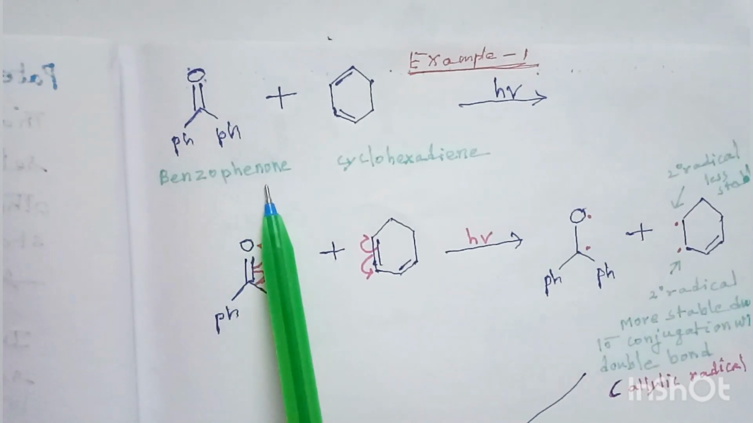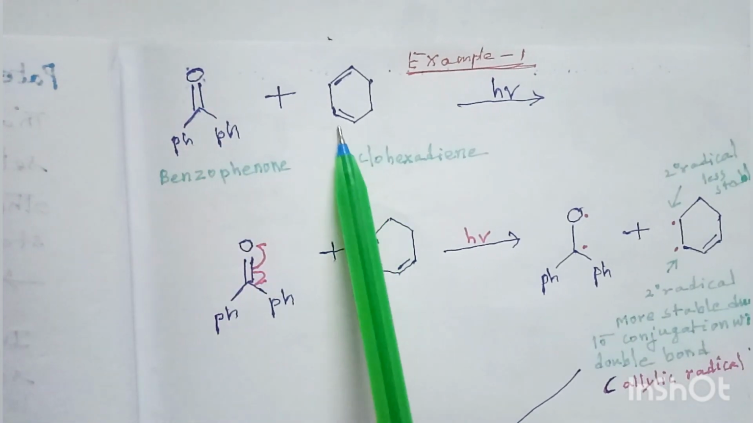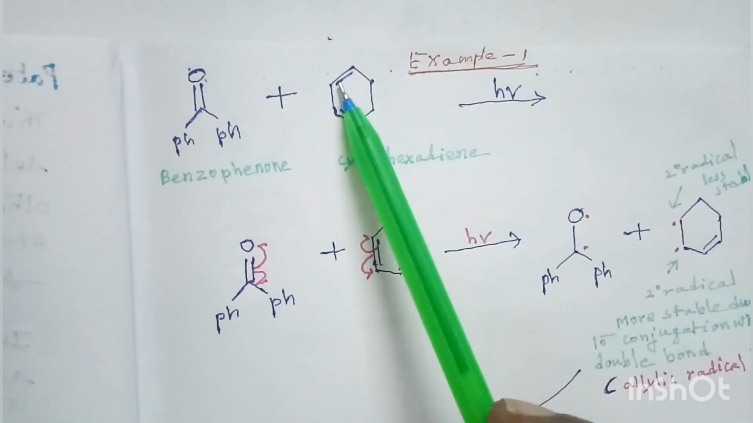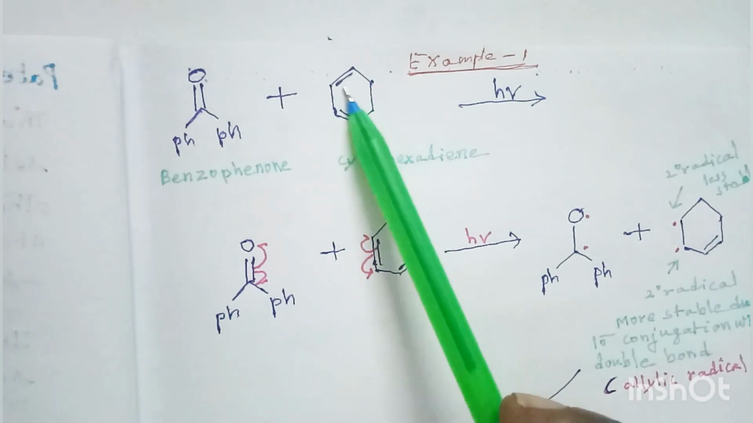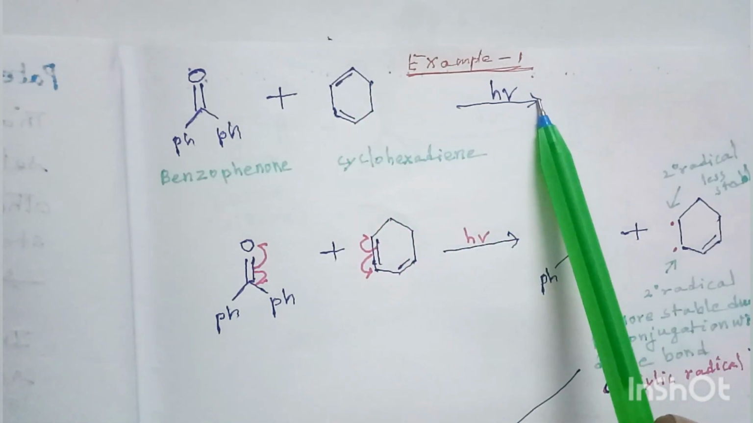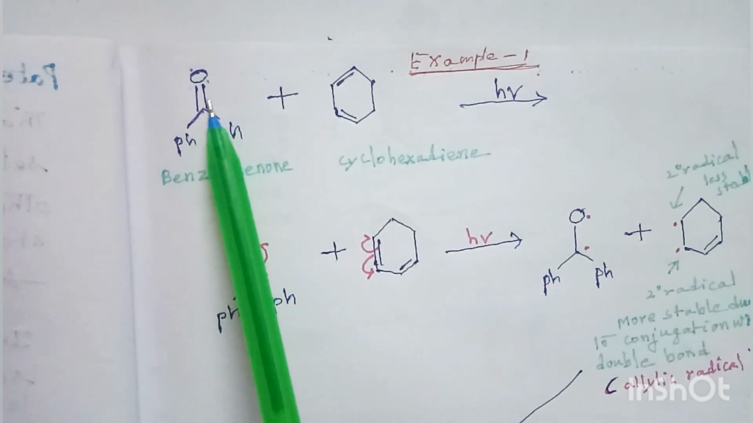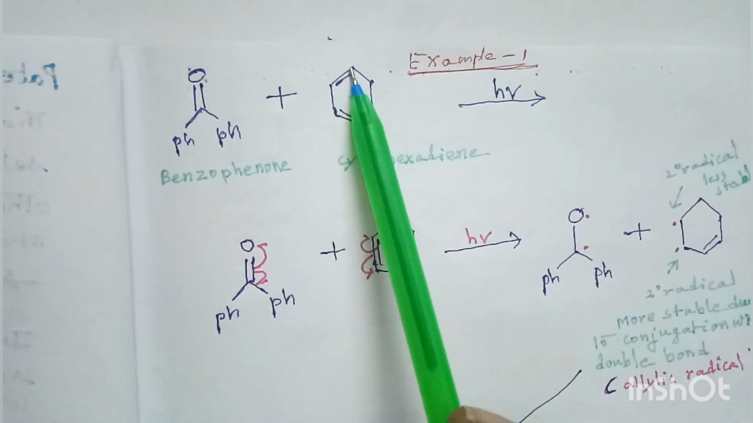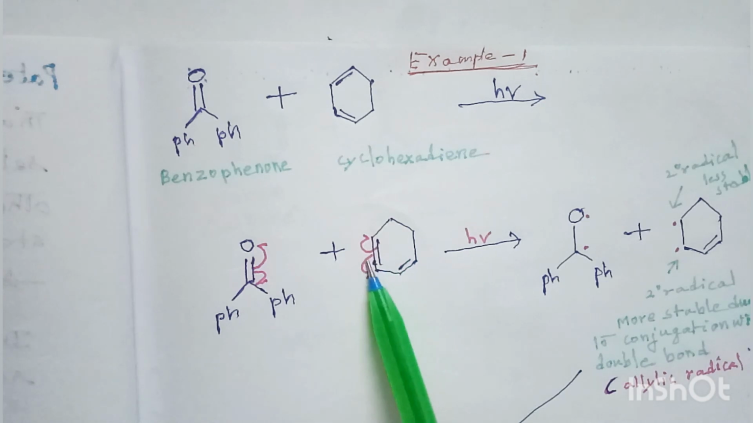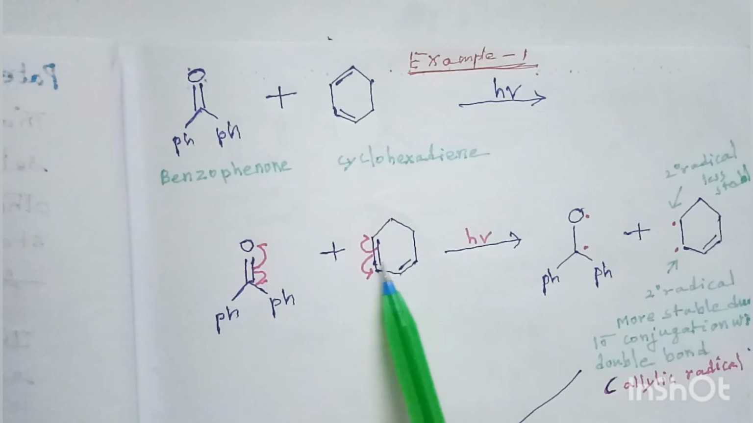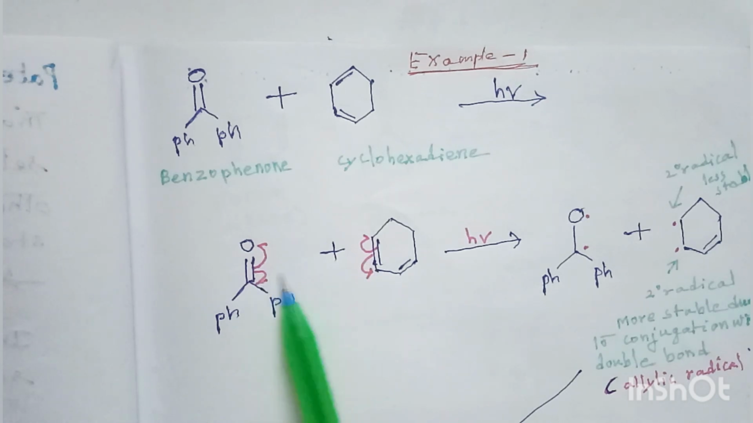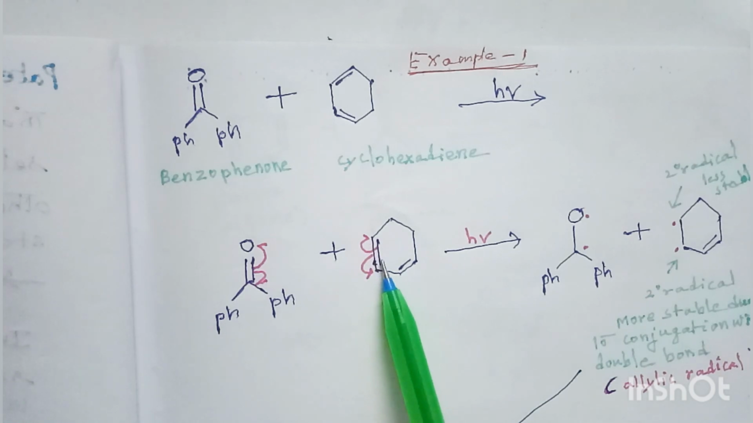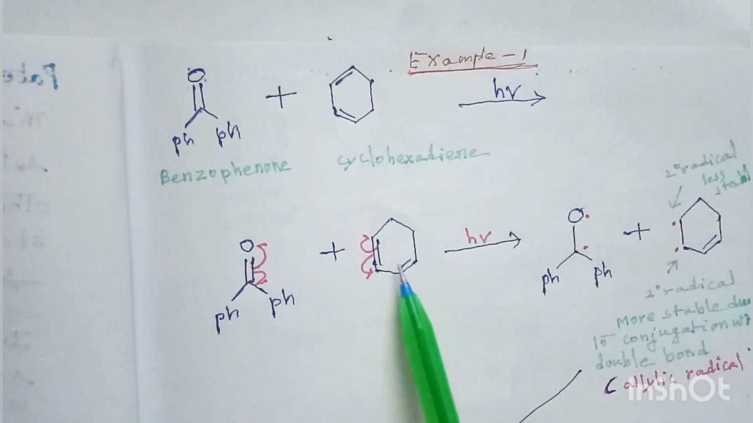This is benzophenone, a ketone, and this is cyclohexadiene, a diene because it has two double bonds. Upon irradiation by UV light, this pi bond will cleave into two radicals, as we all know. Let us represent this diene in a different way so that this comes opposite to this double bond. So this pi bond cleaves to give two radicals.